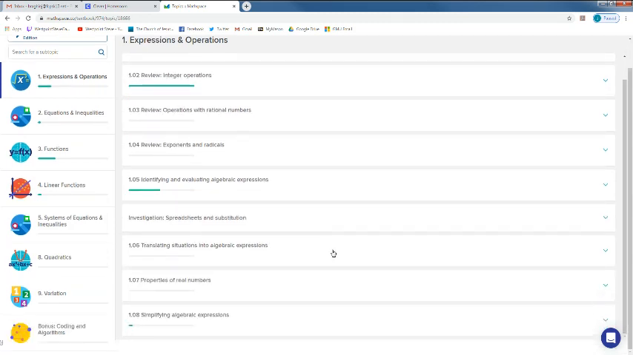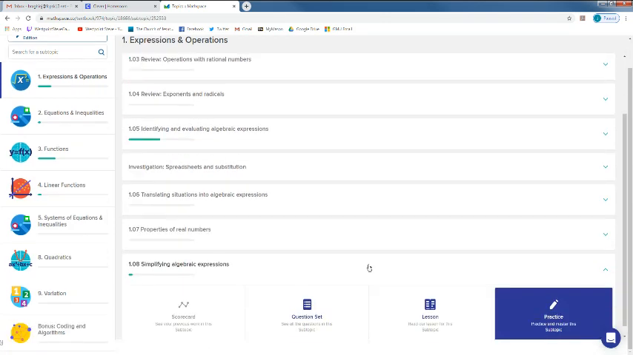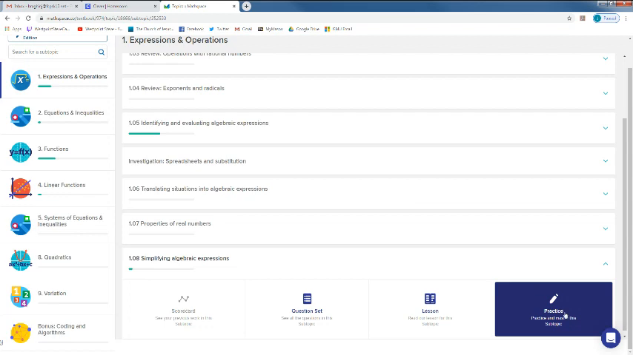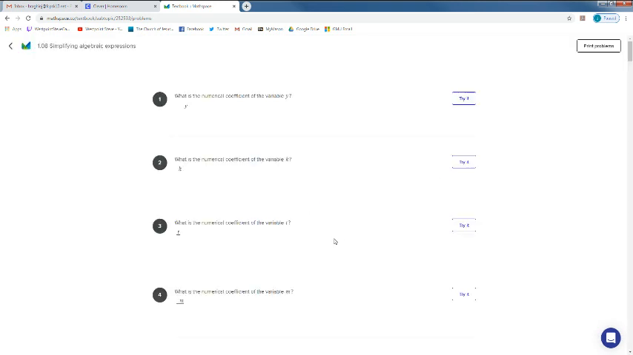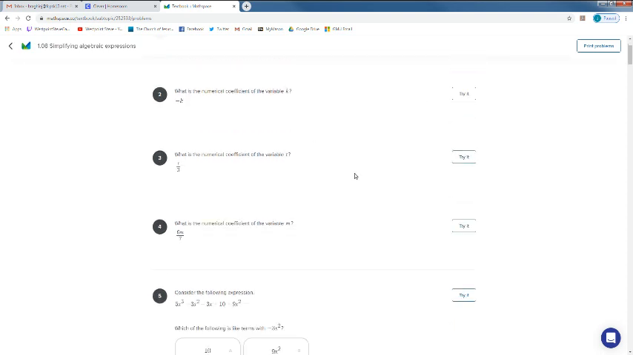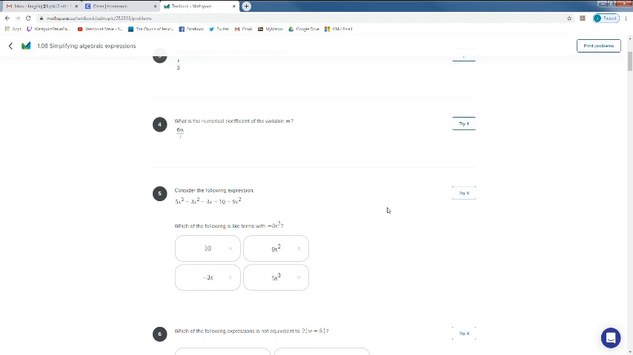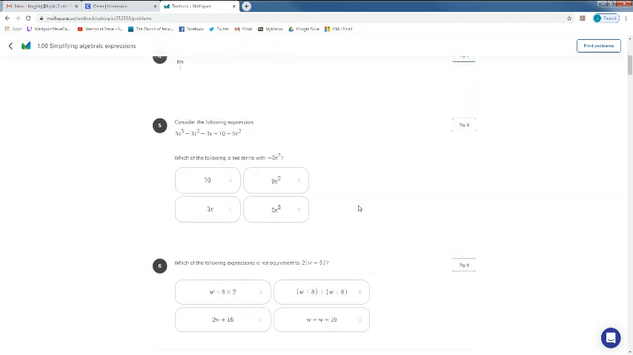So for example, let's do simplifying algebraic expressions, and you could do some practice. You can do some question sets, and this might be a good idea to look at the question sets and see what kind of questions you have before you do some practice on your own. And I suggest to do some practice on your own eventually. So here we go. You can look at the question types that you'll see when you go and practice.